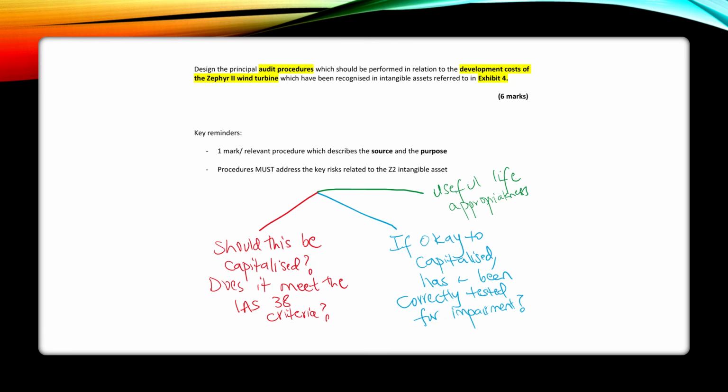So for 6 marks, it is going to be 1 mark per procedure as long as there's a source and a purpose. We need to make sure that we don't write random procedures such as board minutes and written representation. My procedures should be focused on 3 key problems. I'm going to confirm the criteria of development cost. If they're okay to be capitalized, I'm going to see if they have been impaired, and I need to evaluate the appropriateness of the useful life.